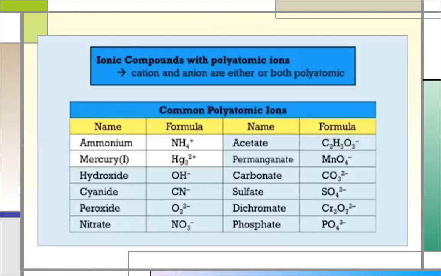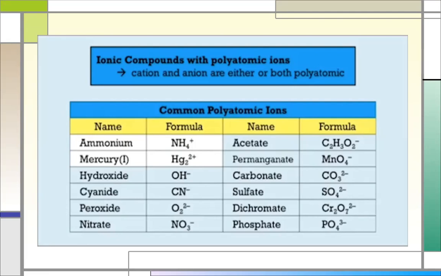Okay. Let's move on to ionic compounds with polyatomic ions. When we see polyatomic ions, these are composed of 2 or more atoms. So the cation and anion are either or both polyatomic. Maybe the cation is polyatomic, or the anion is polyatomic, or both can be polyatomic ions. Examples of common polyatomic ions: you have ammonium, NH4 positive. So this is a polyatomic cation because of the positive charge.